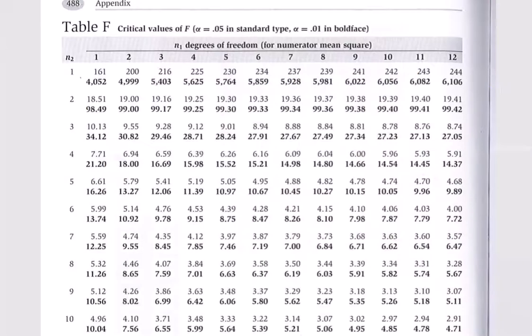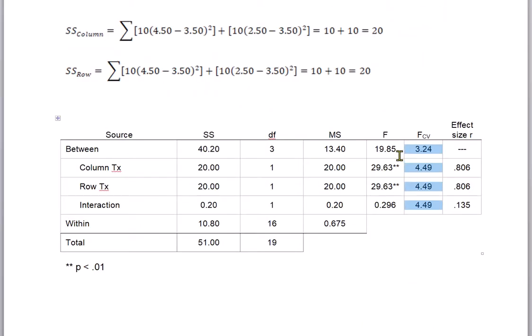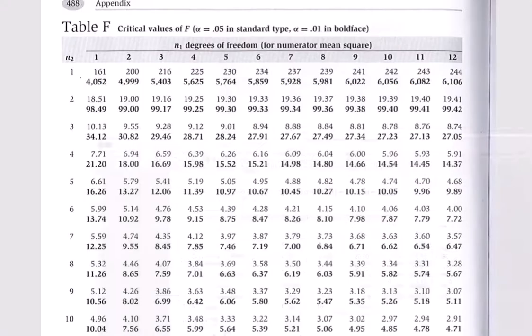Going to the table of critical values at page 488, the F table. First of all, we want to use the 0.05 level. That's the one in standard type. The one in boldface is for 0.01. Well, maybe we need to use 0.01 because the F values that we have here are very, very large. You seldom see F values that are that large.